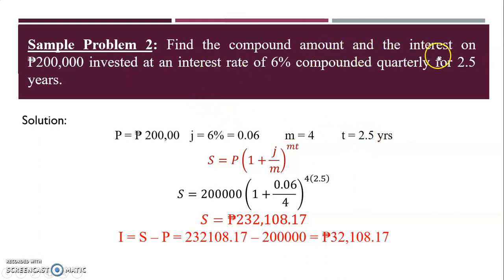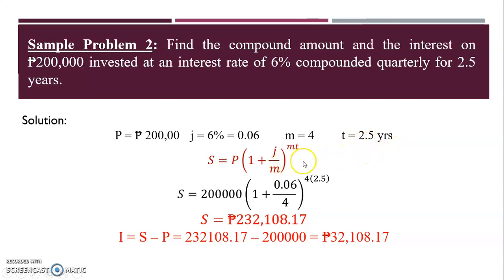Example number 2. Find the compound amount and the interest on 200,000 pesos invested at an interest rate of 6%, compounded quarterly for 2.5 years. Dito, given na 200,000 pesos yung principal, ang j, yung annual rate natin is 6%, m is equal to 4 because it is compounded quarterly. Then yung time, naka-express na sa years, so 2.5 years.